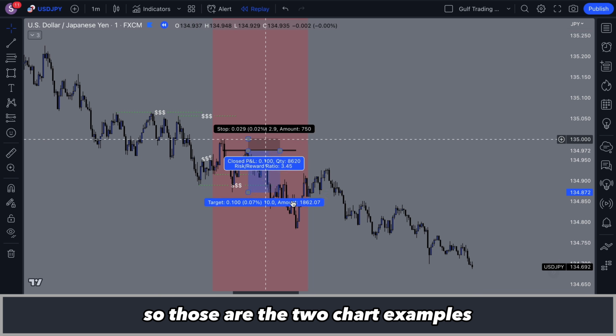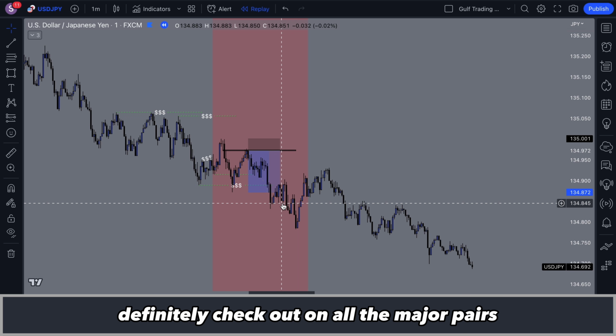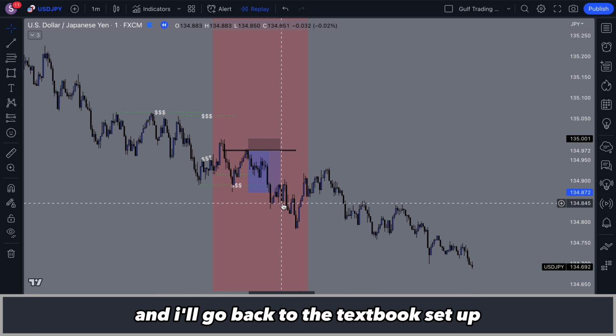So those are the two chart examples. Definitely check it out on all the major pairs. And I'll go back to the textbook setup just to summarize the rules.